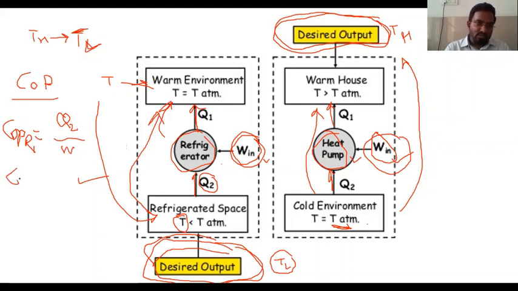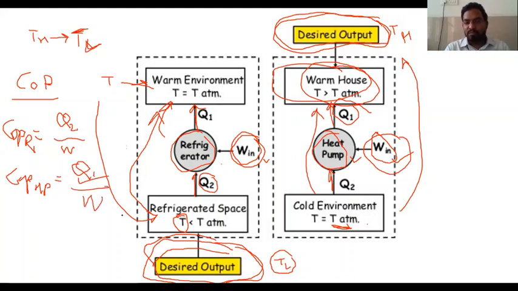Whereas in case of heat pump, COP of heat pump is equal to, now in case of heat pump, the desired effect is the Q1, because now this is our body whose temperature is to be maintained. So in case of heat pump, this will become Q1 by W. And we know that W is equal to Q2 minus Q1 or Q1 minus Q2.